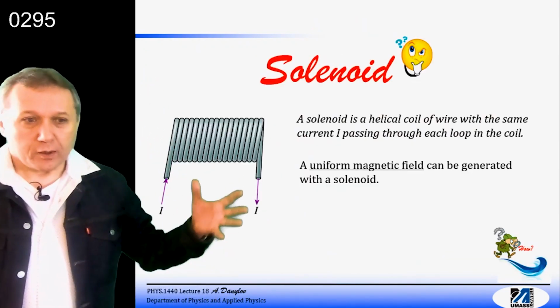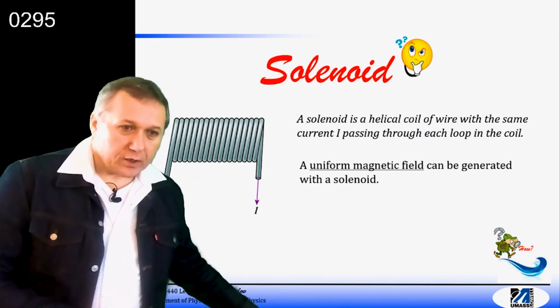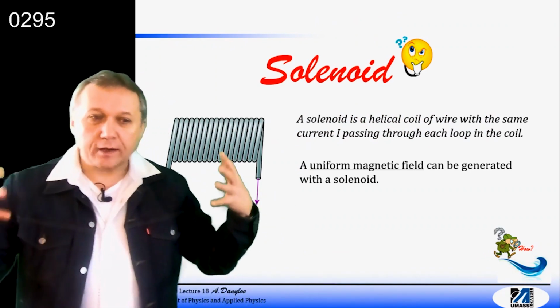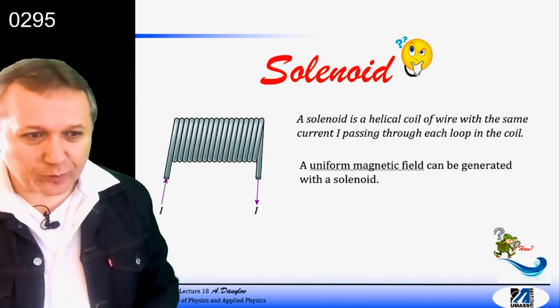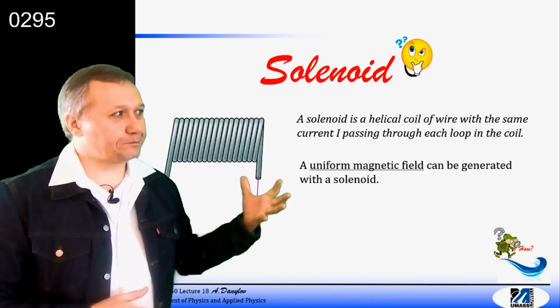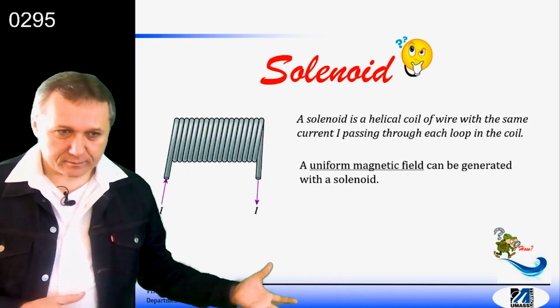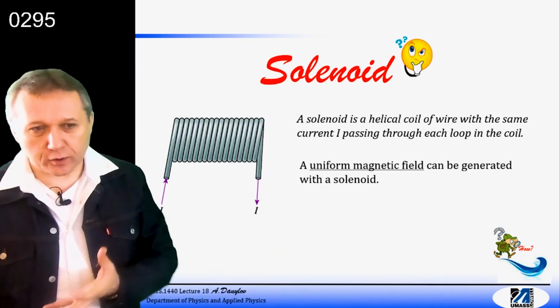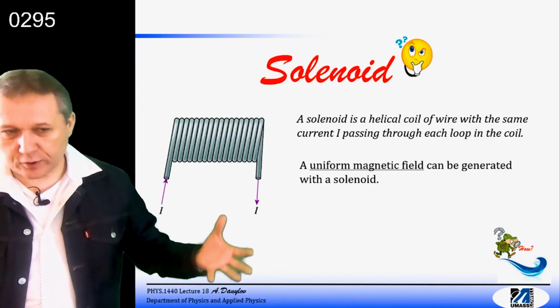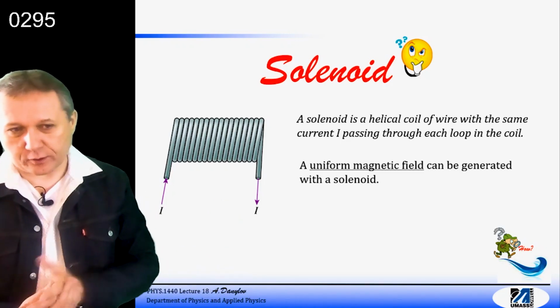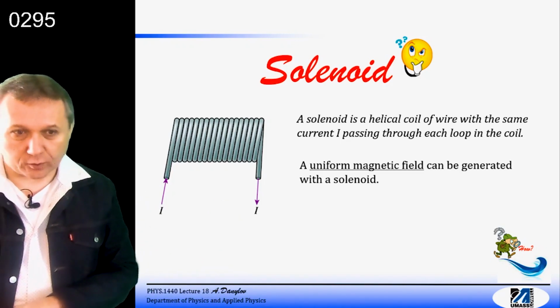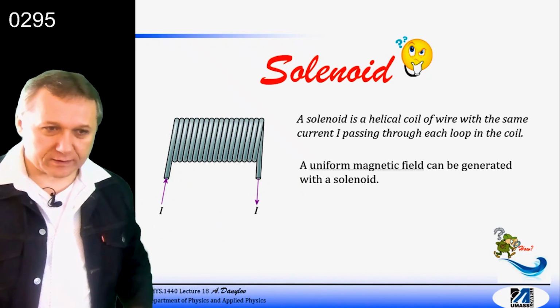Okay, so we need to introduce a solenoid because from this point right now we are in the world of magnetism, and almost every class we are going to use uniform magnetic fields, but we still don't know which device, which object can produce and give us a uniform magnetic field. So that's what a solenoid does for us.